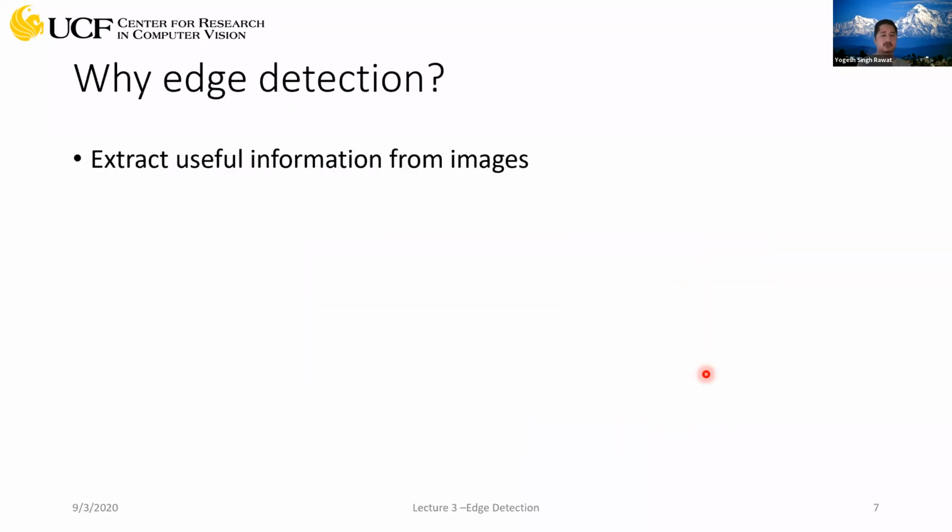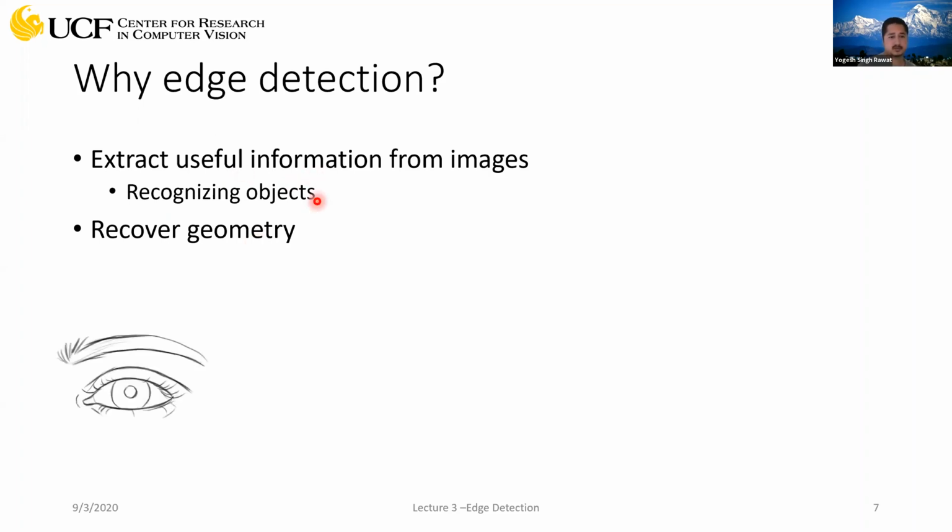Now the important question is why. It's fine when we have edges in images, but why do we need to detect those edges? Why is it useful? As we discussed earlier, they give you useful information about what objects are present in the image, and they could also give you semantic meaning. They could give you the structure of those objects, and you can use all that information to recognize objects. And that's what we want to do in computer vision. You can also use that for recovering the geometry of the objects.